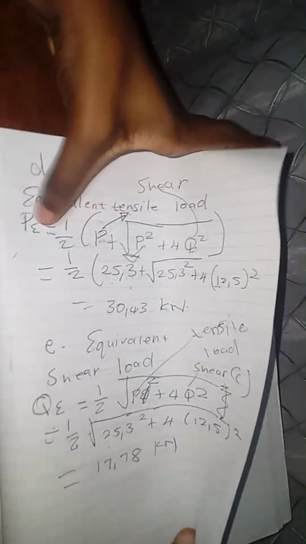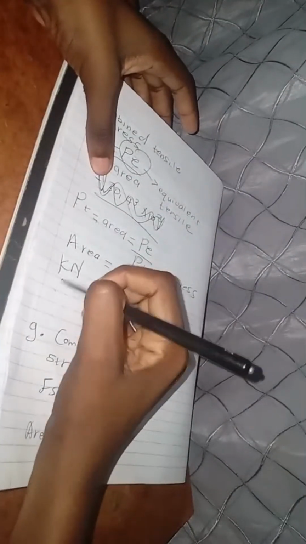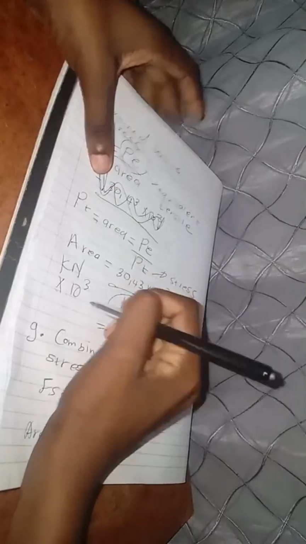So when we calculate the combined tensile stress, the formula is PT, which is equal to PE. This PE stands for equivalent tensile load. And remember, we calculated PE in step D. This is our PE, which you got to be 30,43. So that is the PE that we're going to substitute. It was 30,43. And since it is in kilonewton, you need to multiply by 10 to the power of 3 when you substitute. That is why we substituted there.